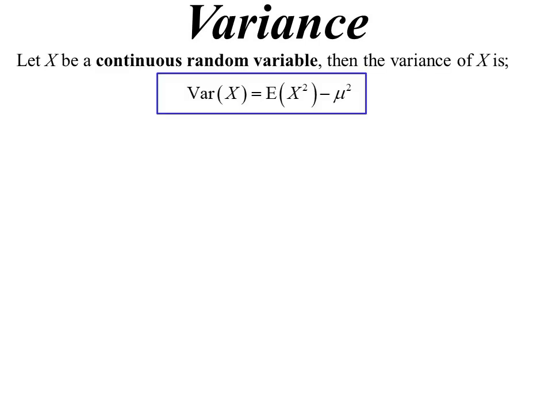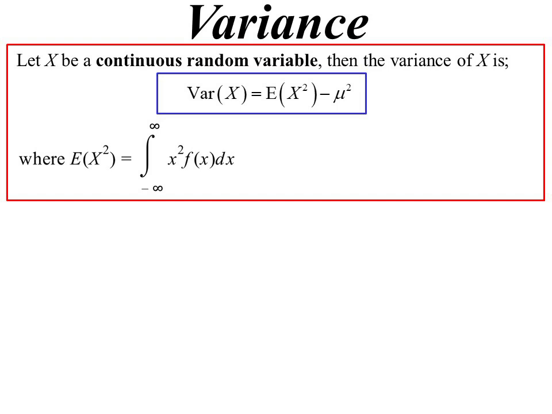Variance. Well, again, it's still the same idea. So we'll find the expected value of x squared minus the expected value of x, squared. And expected value of x squared, well, when it was discrete, we said the sum of x squared p(x), but now it's just going to be the integral of x squared times the probability density function, f(x).